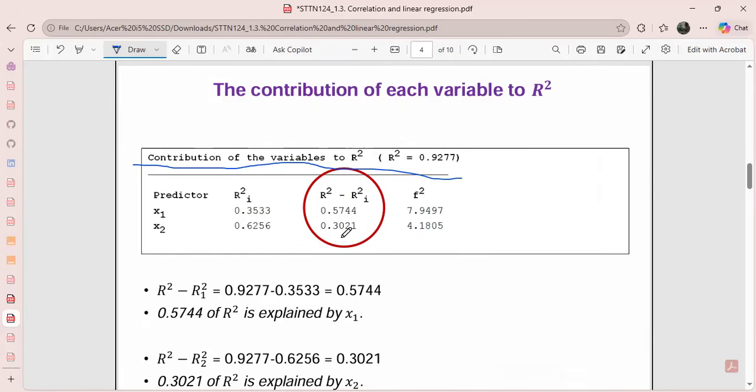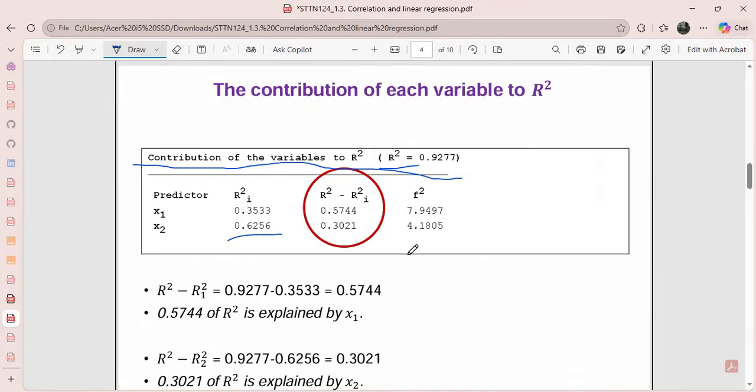It says R squared minus R squared i. This is where you're going to find your R squared i, and this is where you're going to find your R squared. It's just a matter of substitution. You say 0.9277 minus 0.6256. You get the answer, 0.3021, which I think is what they did here. Just in case you're not given this number, you're going to compare 0.5744 and 0.3021. Which variable contributes the most? That will be 0.5744. You write it: 0.5744 contributes the most, which is x1, meaning x1 contributes the most to the R squared.